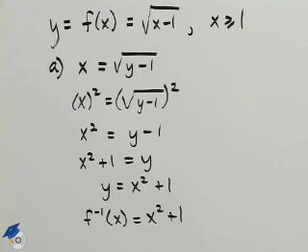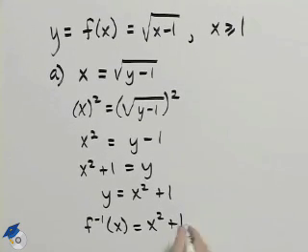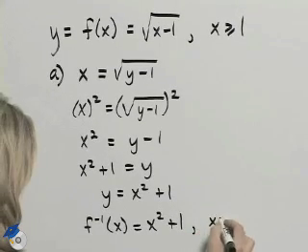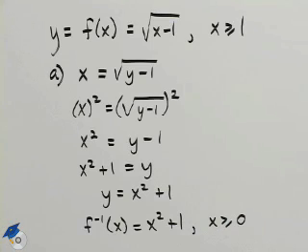Now, one thing to keep in mind: the original function was defined for x greater than or equal to 1, so this function is defined for x greater than or equal to 0. The reason for that is for the original function, when x is greater than or equal to 1, the output, or the range, is greater than or equal to 0. So we switch those around when we find the inverse.